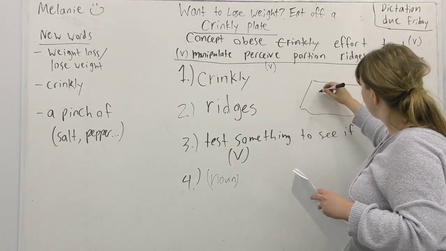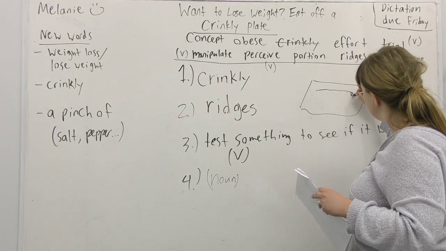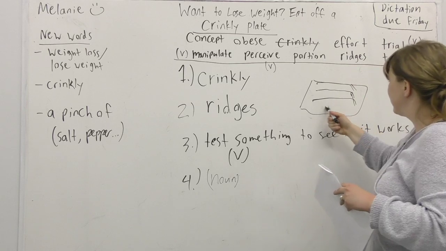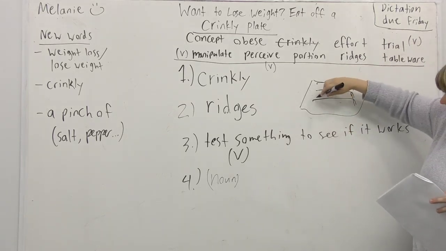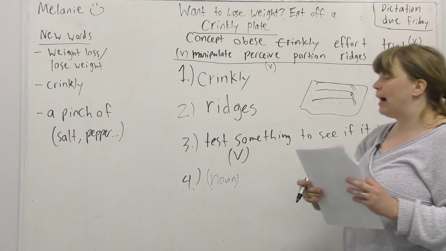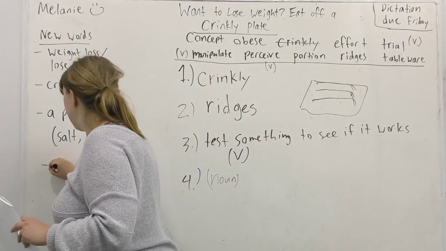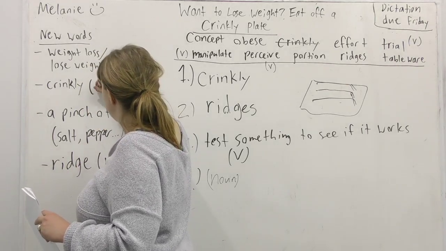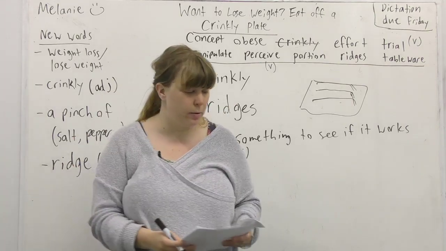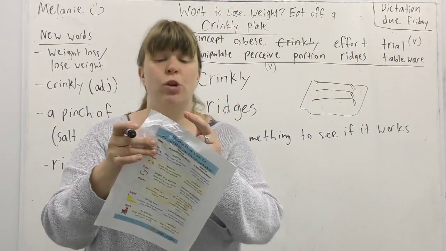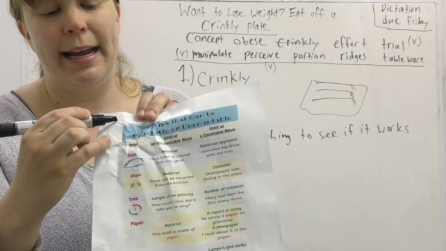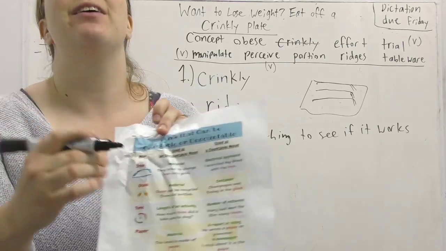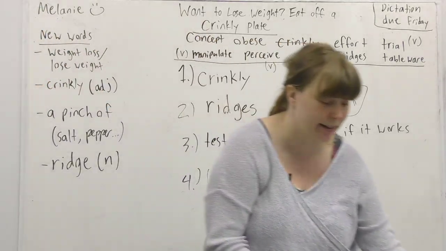So I'll draw a picture. It's kind of hard to describe this. Okay, so pretend this is flat. And then these are ridges. So ridges are a noun. This is a noun, ridge. Ridge, noun, adjective. So, for example, this paper is crinkly because you can see it has ridges here, kind of like raised bumps. Okay, so I hope that kind of makes it clear.